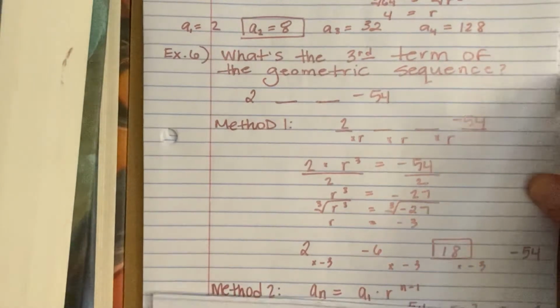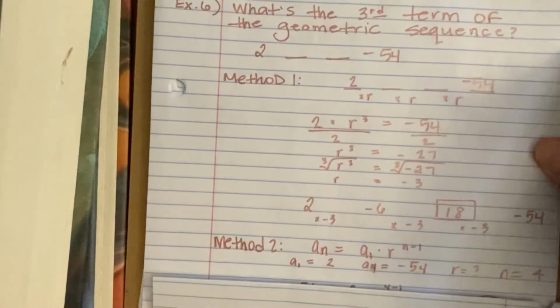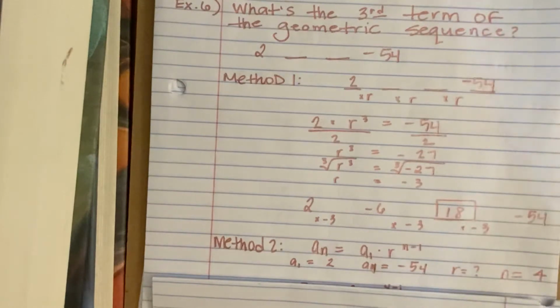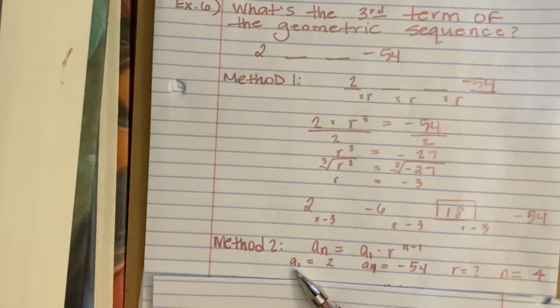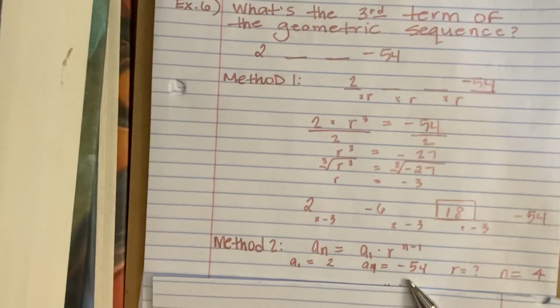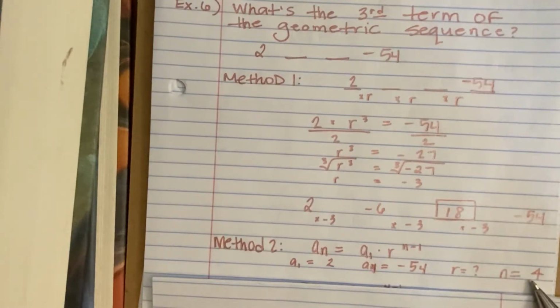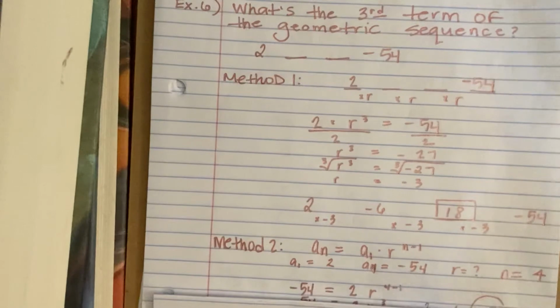Okay, we're going to work through example 6 using method 2, substituting into the explicit formula. The value of my first term in the sequence was 2. The value of the fourth term in the sequence was negative 54. We're looking for the ratio, and the number of terms that we have is 4. So I'm going to substitute.